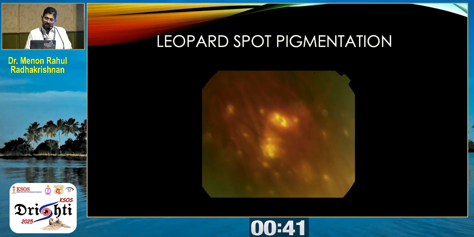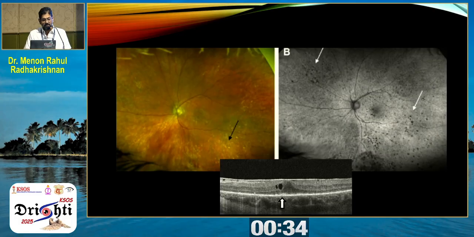And this is another important pigmentation that you can see, that is called the leopard spot pigmentation. Dr. Risha had already shown one picture. So this is the picture that you usually get. You will see multiple white spots. The patient might have some amount of vitritis or something like that. The first thing we tend to think is that it is probably a case of uveitis.